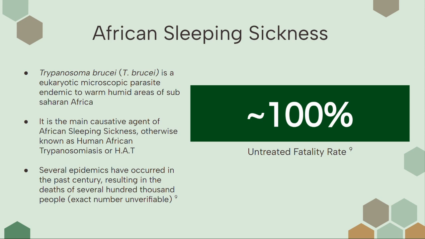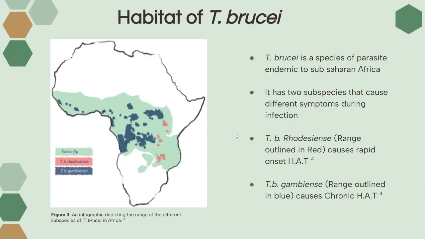Several epidemics have occurred in the past century, resulting in the deaths of several 100,000 people. Due to the location of these epidemics and the time when these happened in the early 1900s, it's difficult to gain exact data on how many people died, but suffice to say that it is a very serious disease.